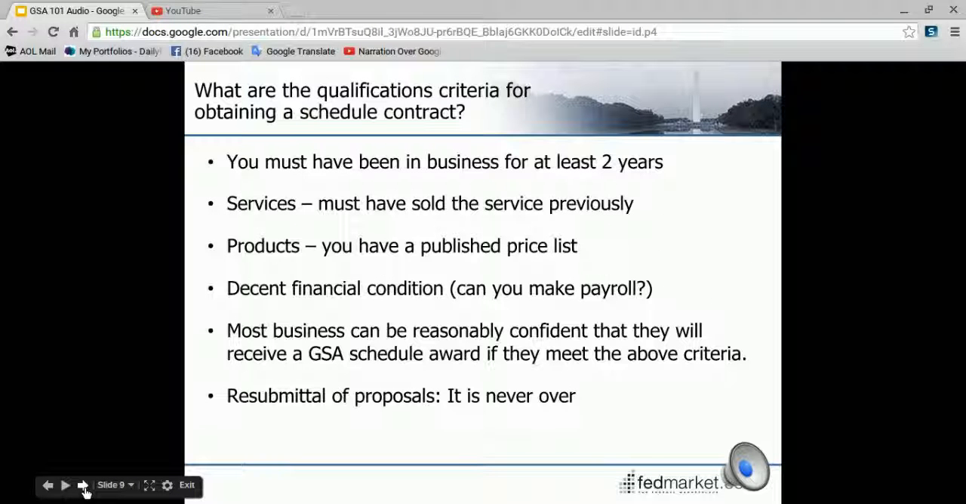What are the qualifications for obtaining a GSA schedule contract? You must have been in business for at least 2 years. If you're selling a service, you must have sold the service previously commercially. If you're selling products, you must have a published price list, and your company should be in decent financial condition. Most businesses can be reasonably confident that they will receive a GSA schedule award if they meet the above criteria. You have the option of resubmitting your proposal. It's never over.